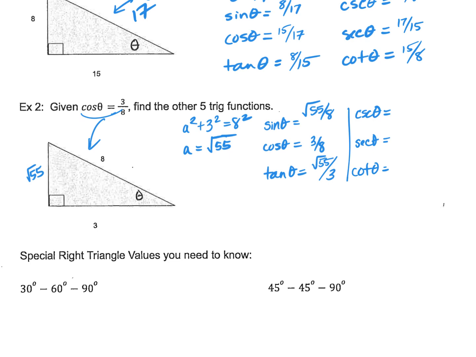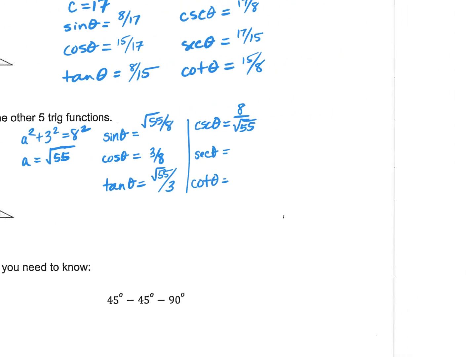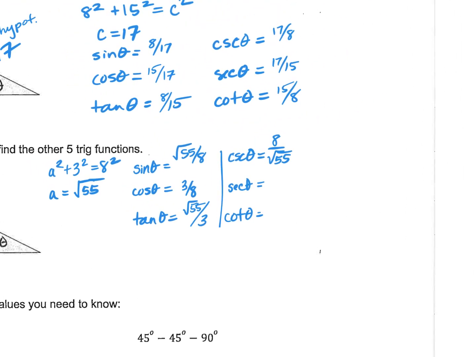What is cosecant? It's not a trick question. Okay, and you can't leave it that way. Why not? You can't have a radical in the denominator. So how do we simplify those? How do we get the root out of the denominator? Multiply by root 55 over root 55. There's a pattern here. It becomes 8 root 55 over 55, right? And then if the 8 and the 55 would simplify, we could do that.